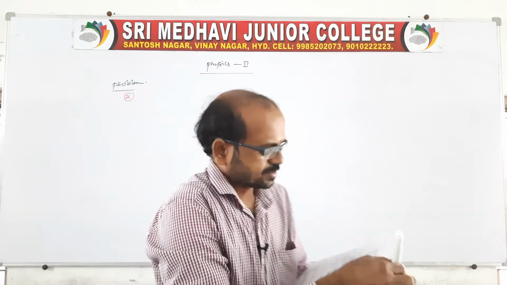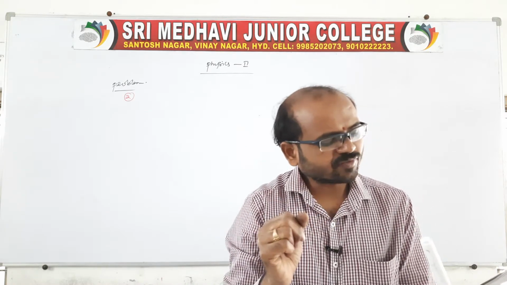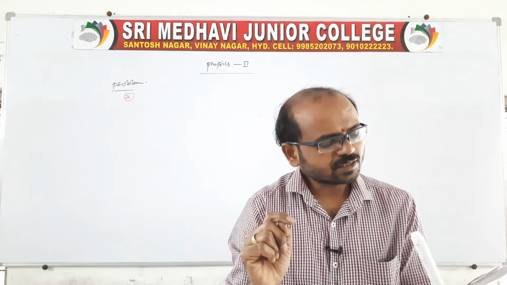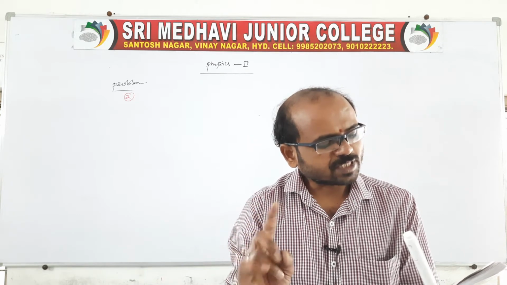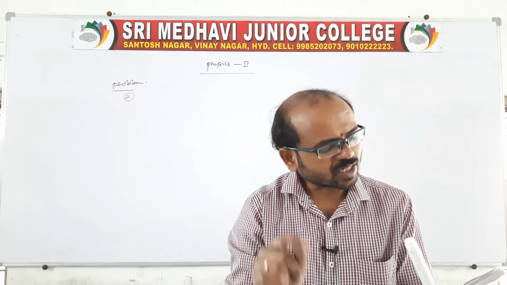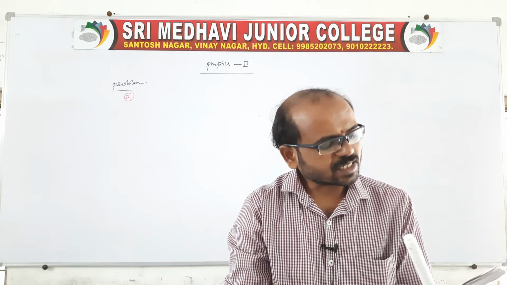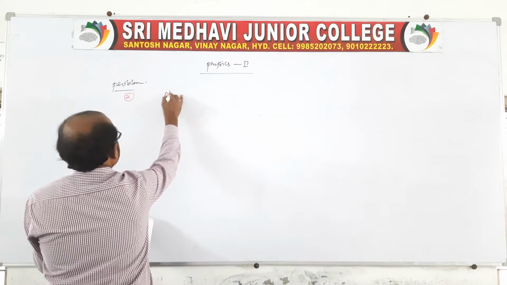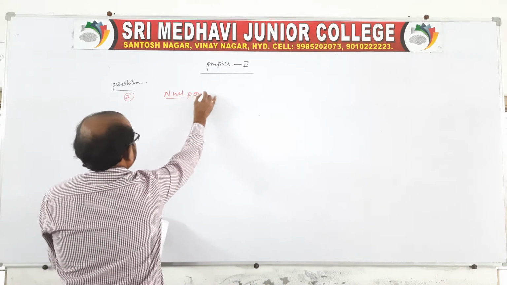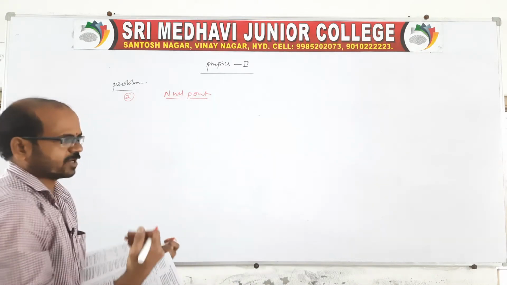See, two charges are given, 3 into 10 power minus 8 and minus 2 into 10 power minus 8 coulombs, located 15 centimeter apart. At what point on the line joining the two charges is the electric potential 0? Of course, a null point is being asked. We know the null point formula.